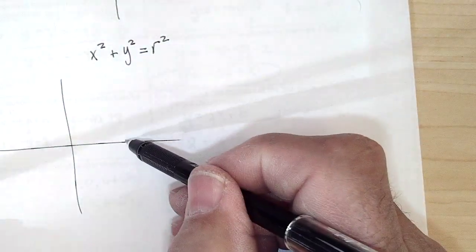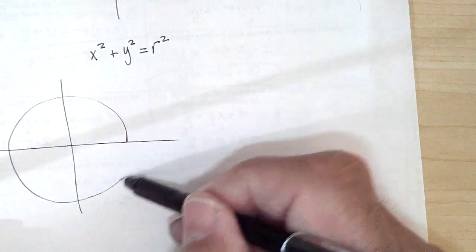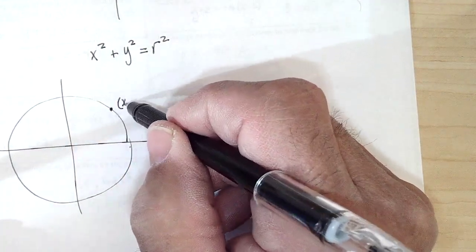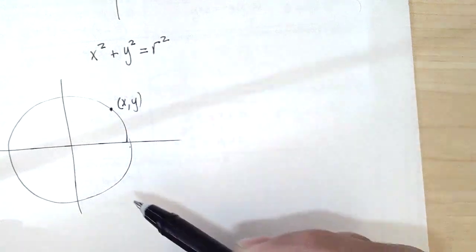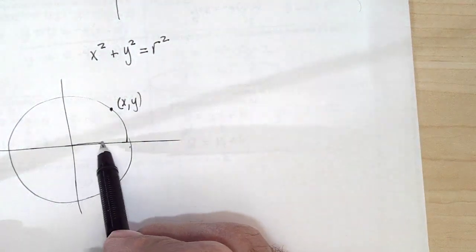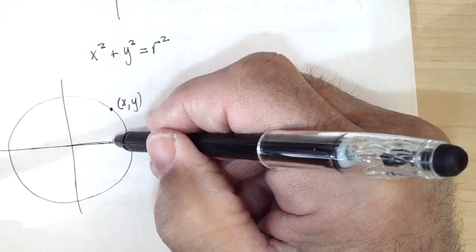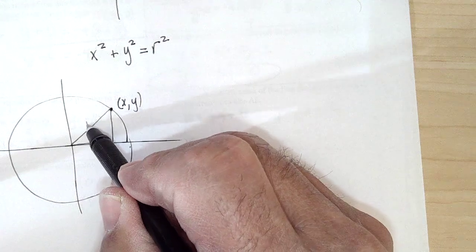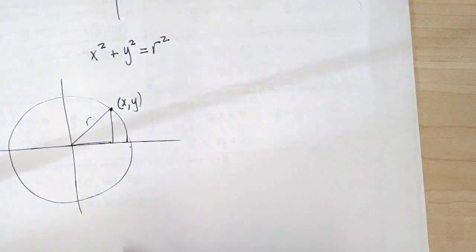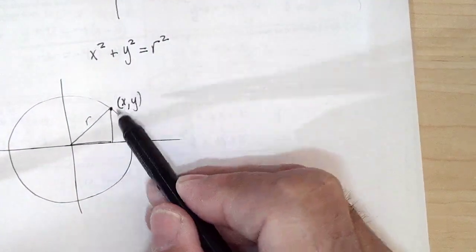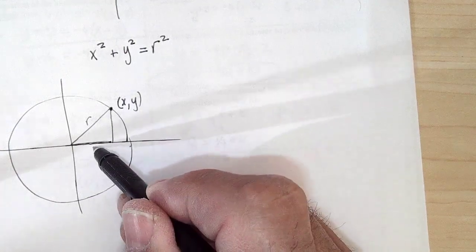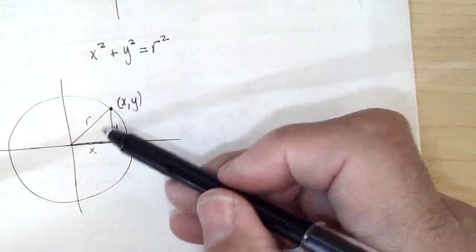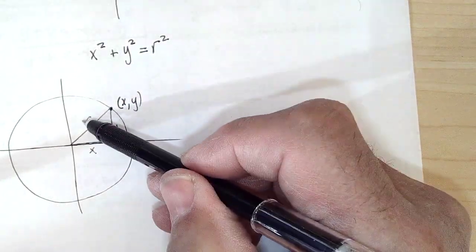If I just draw any circle centered at the origin, every point on the circle would have a coordinate of x and y. X would be how far over, y would be how far up, and there would be a radius for the circle, r. So, Pythagorean theorem, this length over is called x, this length up is called y, and the Pythagorean theorem says x squared plus y squared equals r squared.